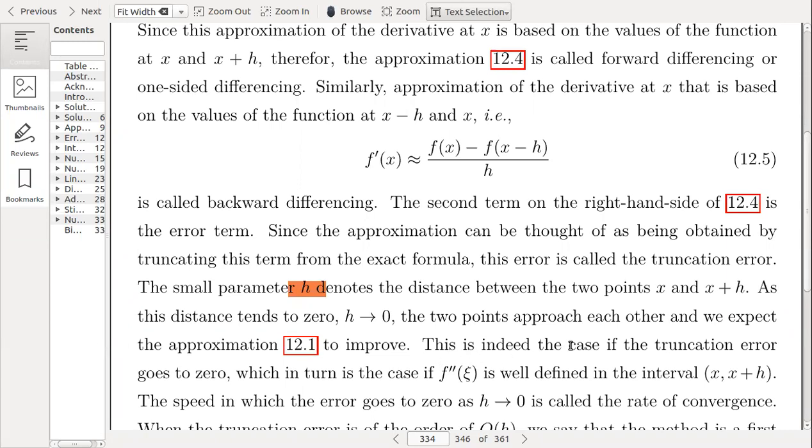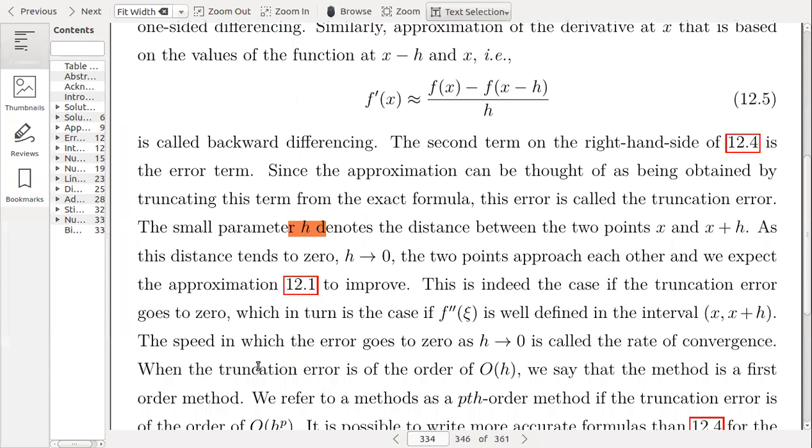This is indeed the case if the truncation error goes to 0, which in turn is the case if f double derivative at xi is well defined in the interval x to x plus h.